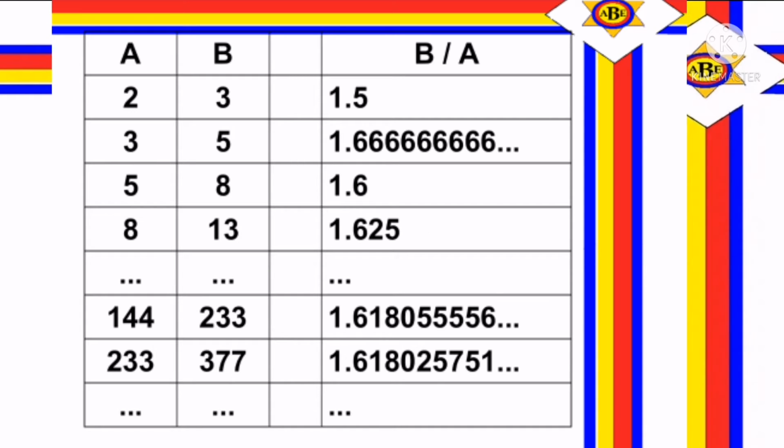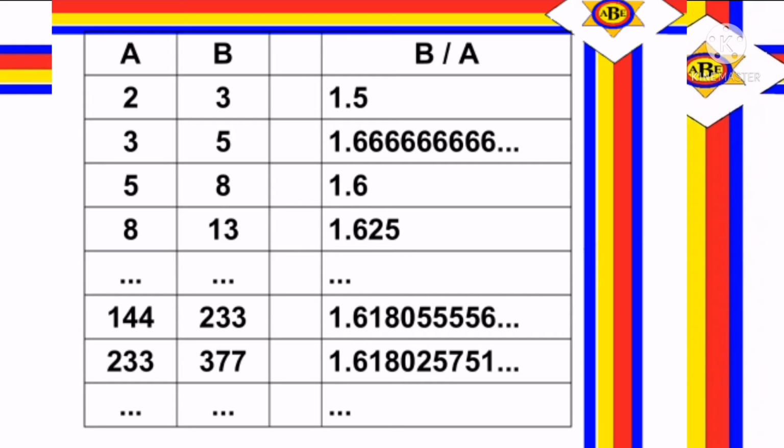We have here column A, column B, and column B divided by A. On column A, we have 2, 3, 5, 8, and so on until it reaches 144, and 233. For column B, we have 3, 5, 8, 13 until it reaches 233, and then 377. For column 3, we divide B by A. That's why we have 1.5 from 3 divided by 2.